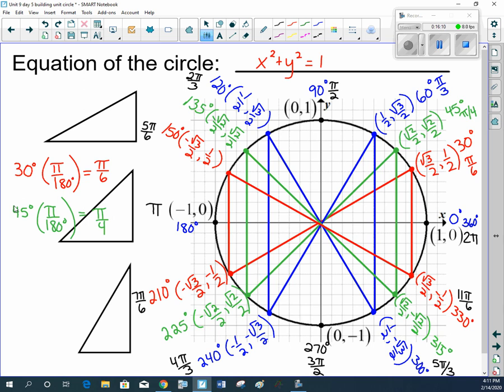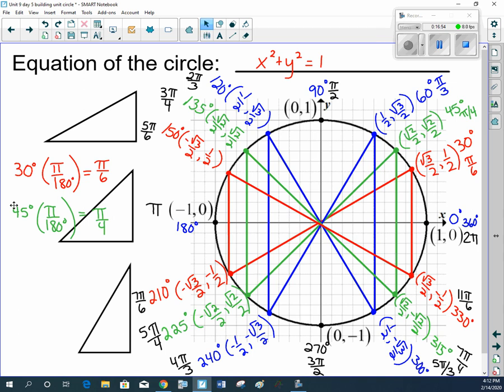So this is 1 pi over 4. 90 degrees would be 2 pi over 4, which reduces to pi over 2. And then 135 would be 3 pi over 4. And then 180 would be 4 pi over 4, which reduces to pi. Then 225 would be 5 pi over 4. And then 270 would be 6 pi over 4, and that reduces to 3 pi over 2. 315 would be 7 pi over 4. And then we'd be back up at 360, which is 8 pi over 4, which reduces to 2 pi.